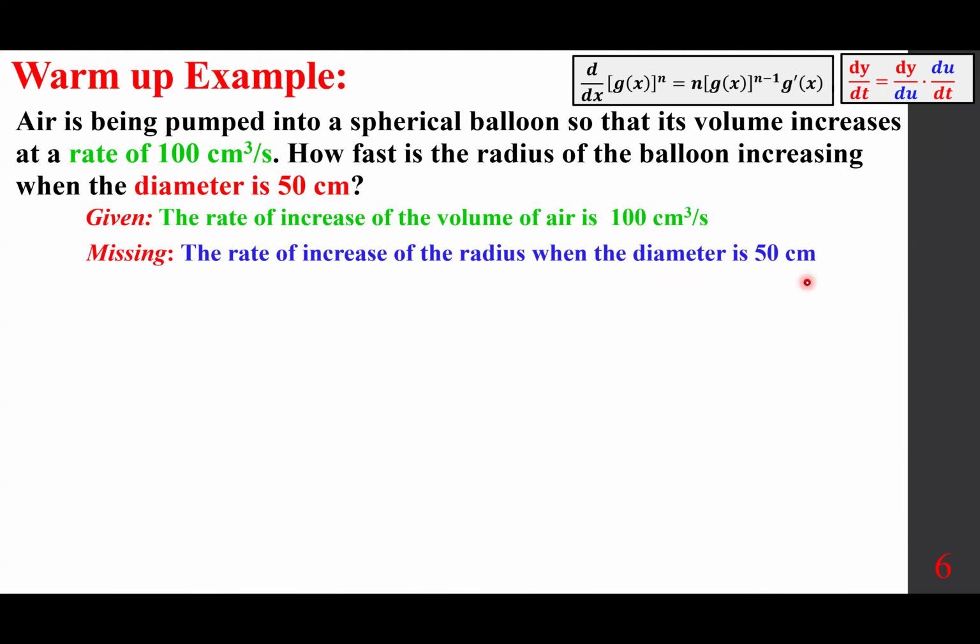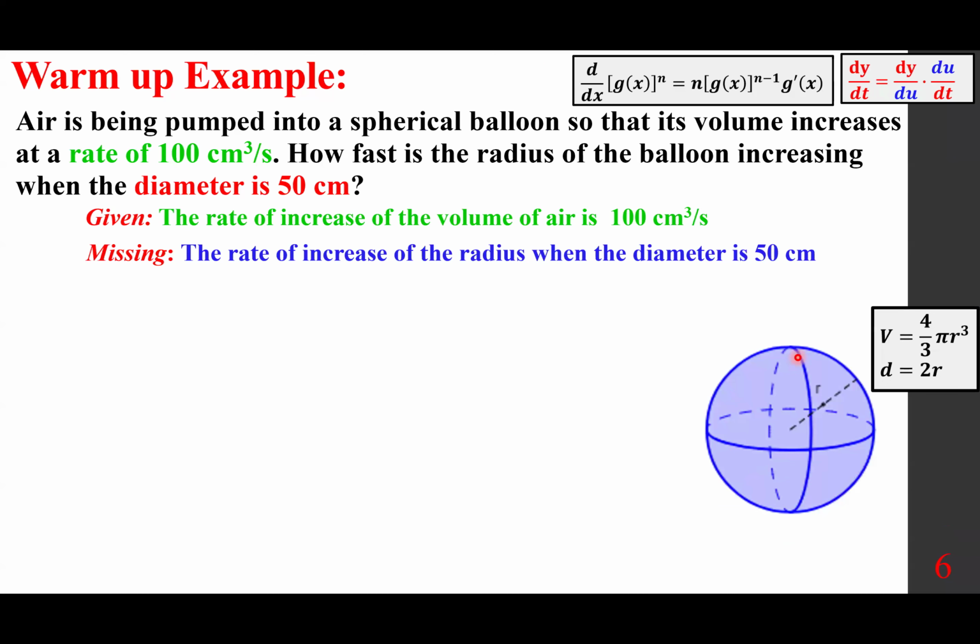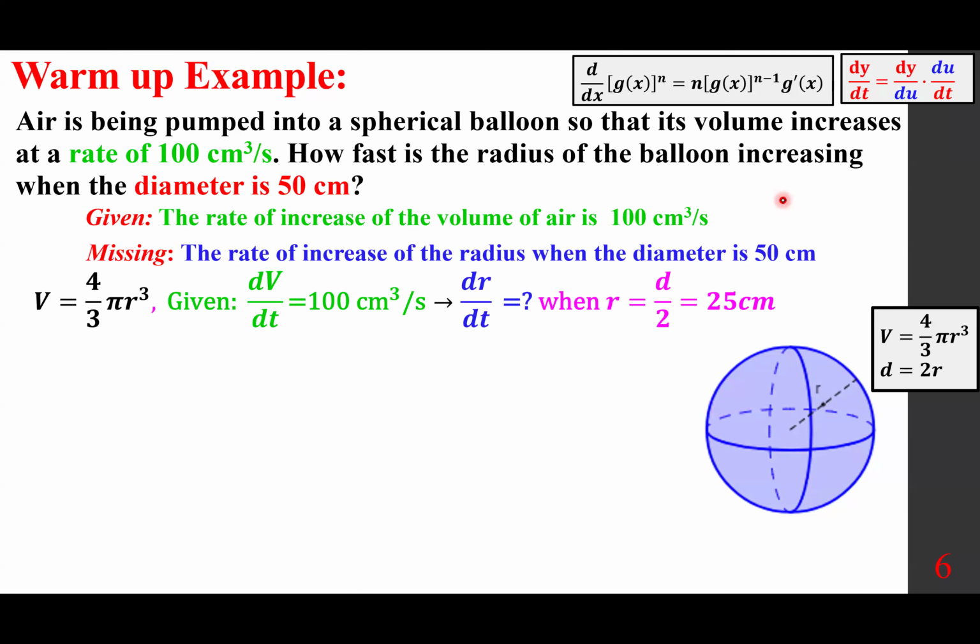So what do we need to know? First of all, here's a spherical shape with the volume being 4/3 pi r cubed, and d, of course, is 2 times the radius. Having said that, let's put this in symbolic format. First of all, the volume is 4/3 pi r cubed for the sphere. Now, dV/dt is 100 cubic centimeters per second. What are we looking for? dr/dt, when d is 50, and r, which is half of that, is 25 centimeters. So this is the translation of the question into mathematical symbols.